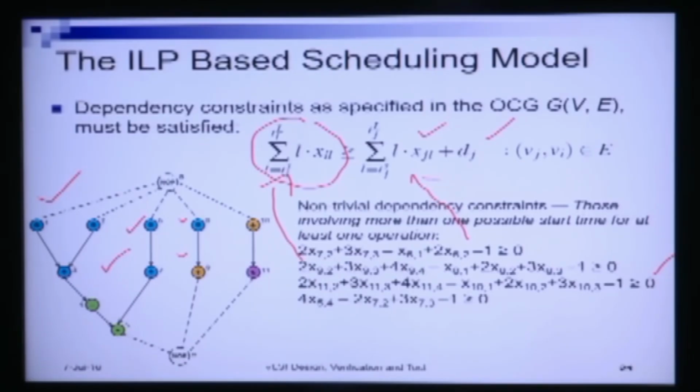Similarly, another non-trivial constraint is between operation 5 and operation 7. Another non-trivial constraint is between the sink node operation n and operation 11, and finally we also have the dependency constraint between the sink node, the nth operation, and operation number 9. So, these are all the non-trivial constraints that are possible in our example operation constraints graph.